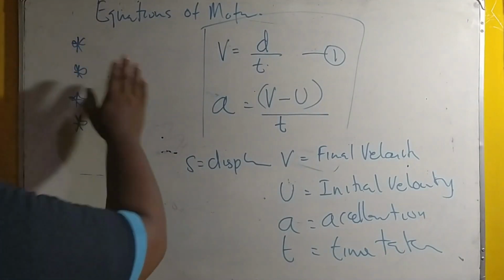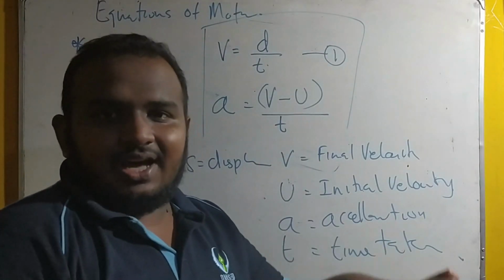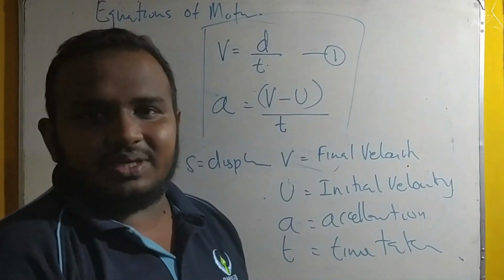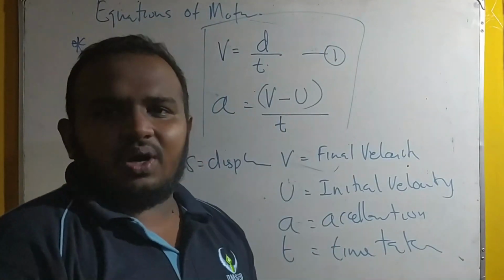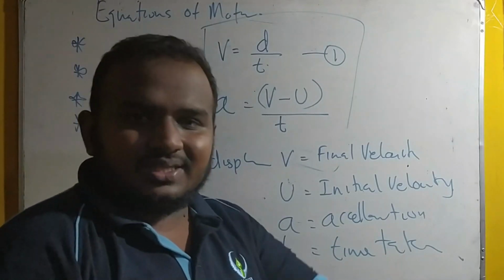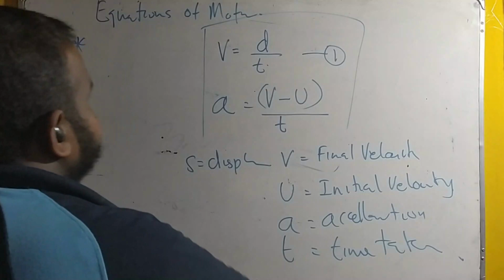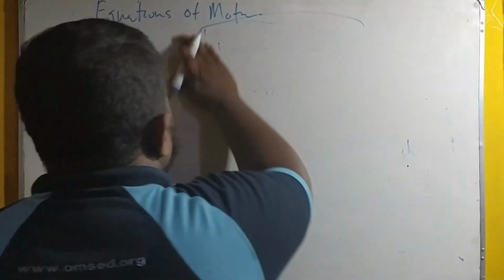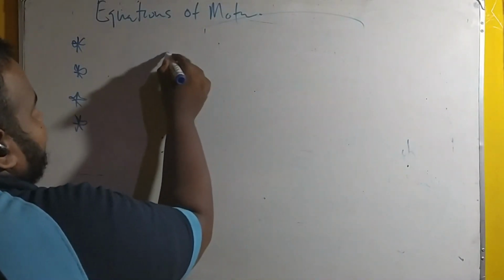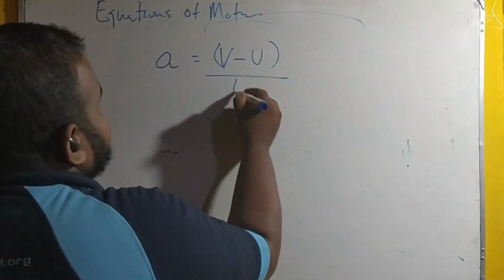Right. So the first equation, I will prove how the first two equations come about. The other two are not important for you all, but just get to know how they are coming. So very simply, the first equation: we have studied that acceleration is equal to v minus u divided by t.